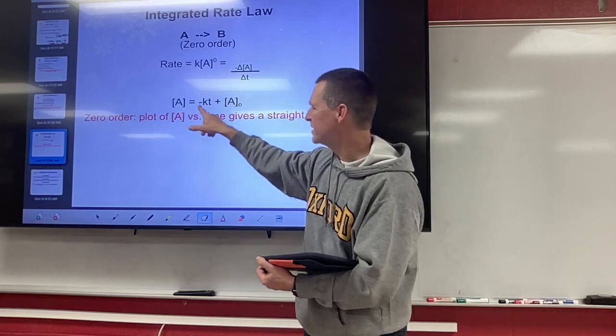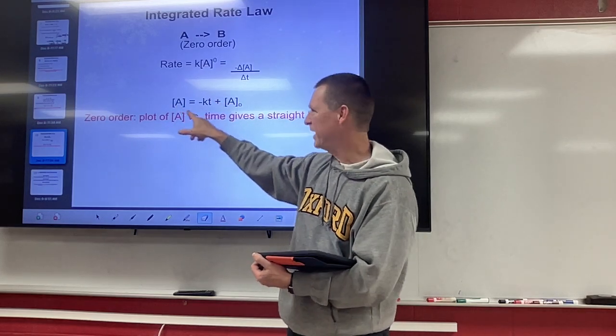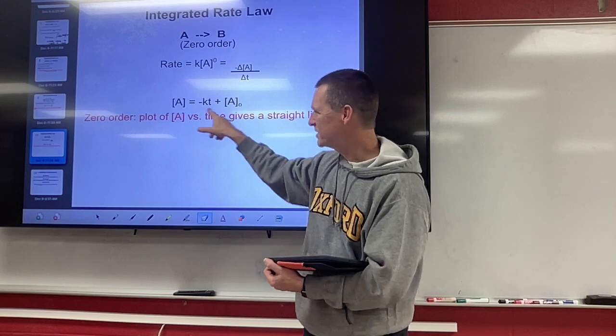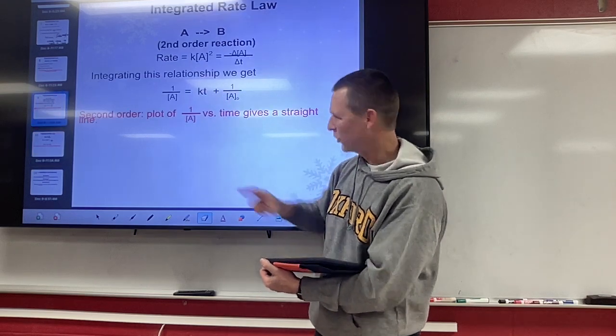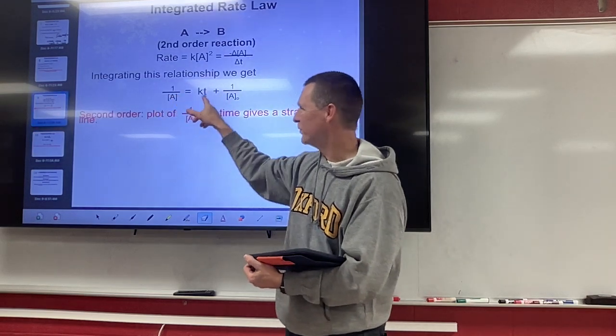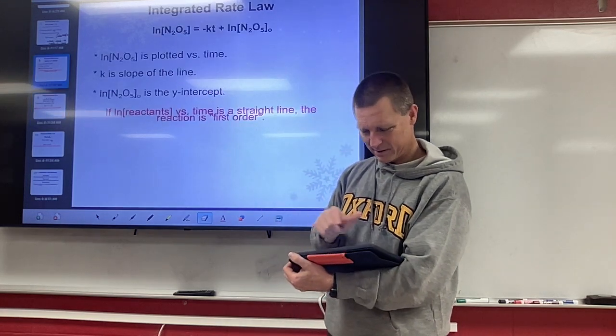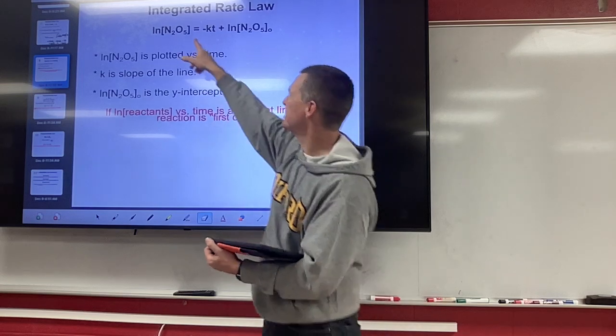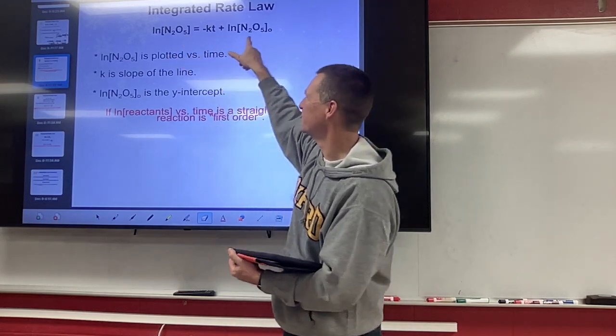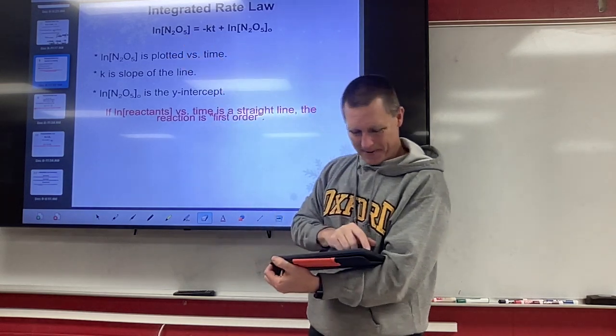For zero order, it looks like this. Just the straight up concentration of A versus time looks like this. If it was second order, the inverse of A versus time looks like this. And if it was first order, the natural log of the concentration versus time looks like this.